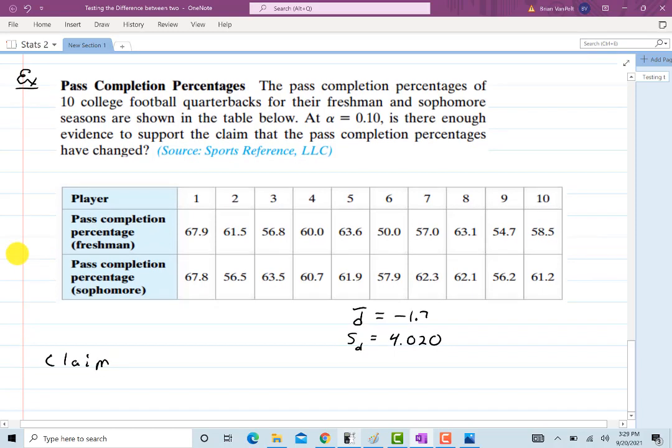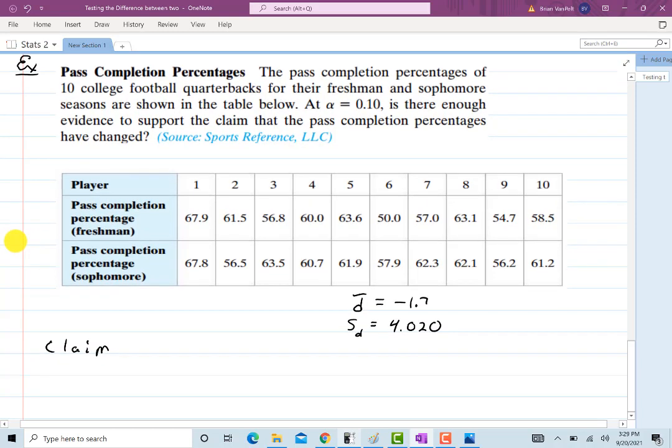All right, let's actually read the problem now. We have the pass completion percentages of college football quarterbacks between their freshman and sophomore year. So they should get better between their freshman and sophomore years. Is there enough evidence to support the claim that the pass completion percentages have changed? It doesn't say better or worse, it says has changed. So we indicate that with mu sub d not equals 0. So this is a two-sided test.